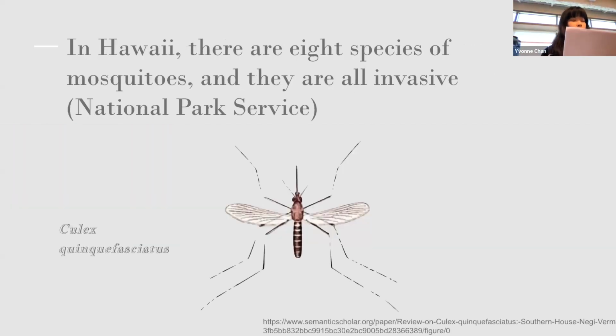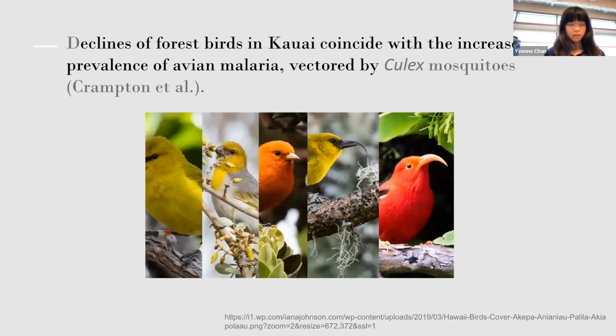In my research, I learned that all mosquitoes in Hawaii are in fact invasive. These mosquitoes pose a significant threat to the ecosystem, which has evolved over millions of years without the presence of those insects. In fact, the decline of forest birds in Kauai Island shows a correlation with the presence of avian malaria, which is a disease that is transmitted by Culex mosquitoes.